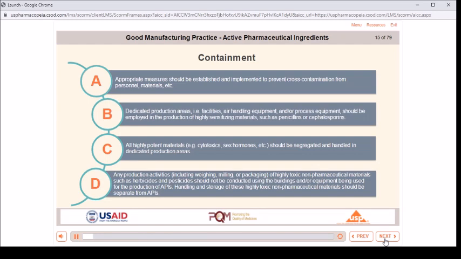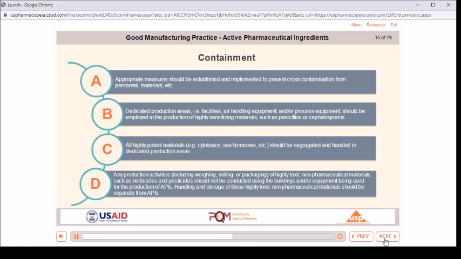Containment. A. Appropriate measures should be established and implemented to prevent cross-contamination from personnel, materials, etc. B. Dedicated production areas, i.e. facilities, air handling equipment, and/or process equipment, should be employed in the production of highly sensitizing materials such as penicillins or cephalosporins. C. All highly potent materials, e.g. cytotoxics, sex hormones, etc., should be segregated and handled in dedicated production areas.